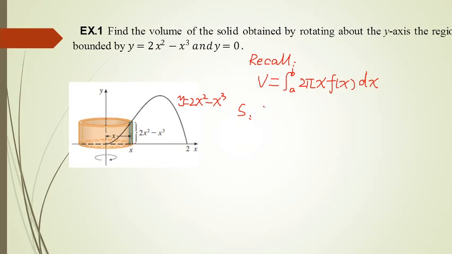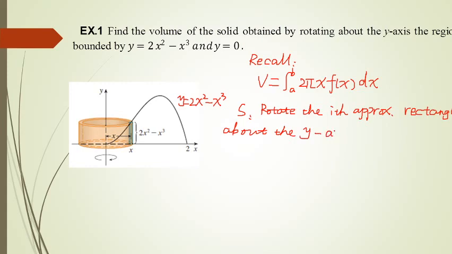So for example, if we rotate the i-th approximating rectangle about the y-axis, the i-th cylindrical shell is obtained, right? Try to take note, okay? Maybe next week I'm going to check your notes. I'm going to check all your notes from the first week. The i-th cylindrical shell is obtained.